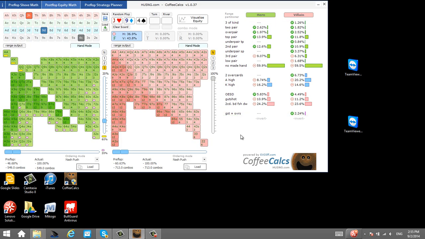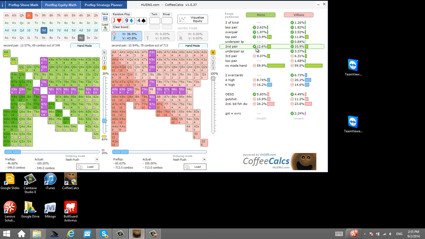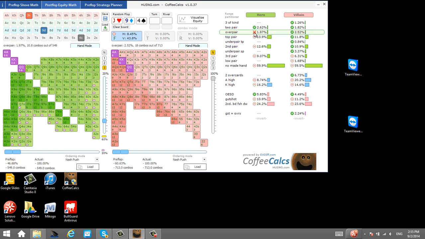And one last feature I also forgot to mention is that if you have a range and you want to look at the inverted range. So let's say I'm thinking about a range like two pair, overpair, top pair, a really nutted range. If I click invert, I get the rest of the range. So I can invert to get the other side of the story.